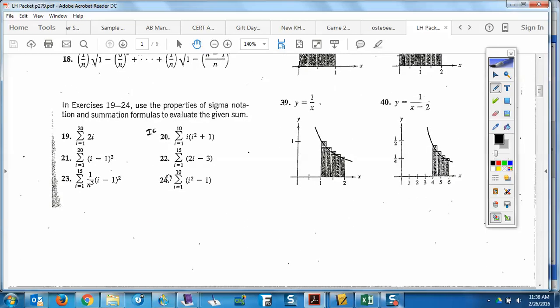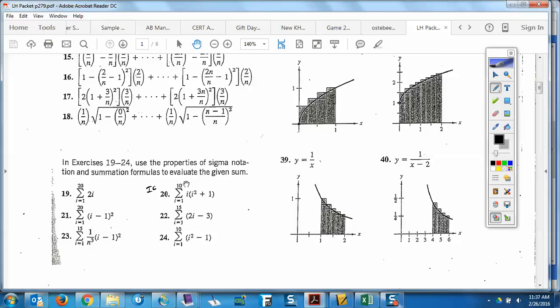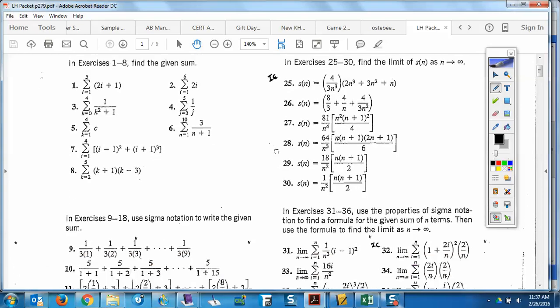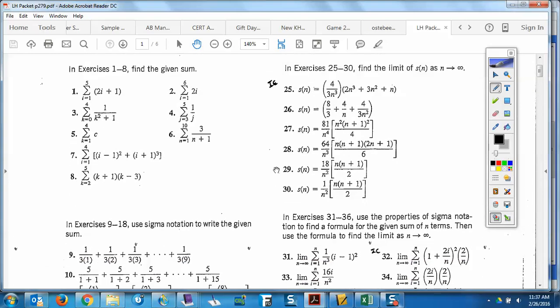Okay, then look at the next group. It says use the summation formulas. So this is where we could pull out this 2, and you'd have a sigma i. Or here you could distribute this, i cubed plus i, and split it apart. Use those summation formulas. Okay? Now, the next section. Hang on here now. Focus, please. So, use those summation formulas.